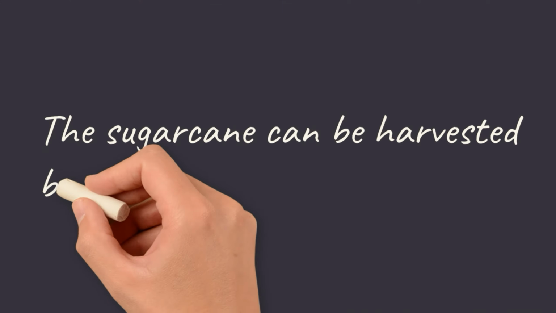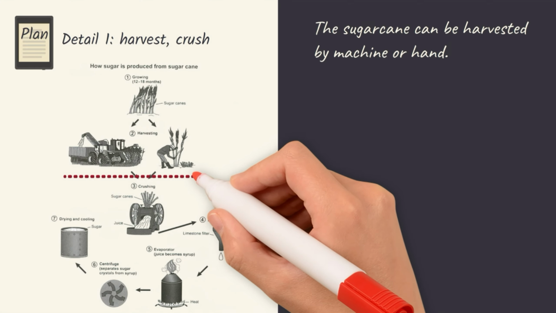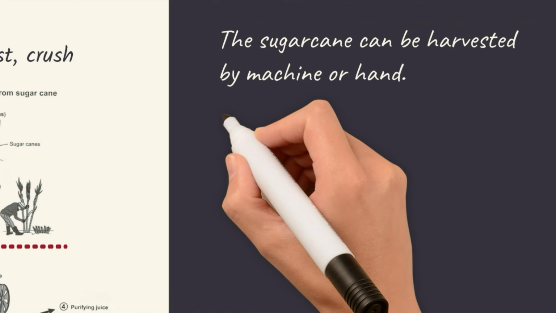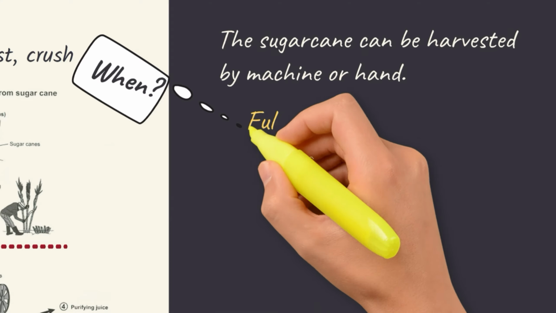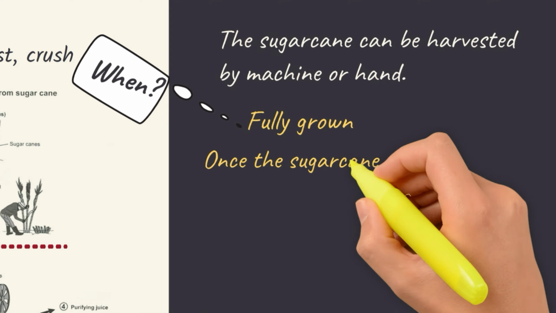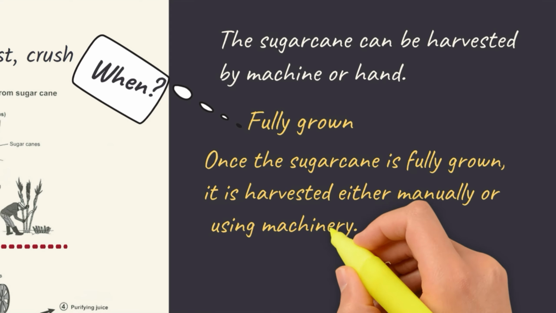The sugarcane can be harvested by machine or by hand. It's a simple description of the second step, resulting in a short sentence. Now, ask yourself, when can the sugarcane be harvested? When it's fully grown. Adding this answer to the sentence results in: once the sugarcane is fully grown, it is harvested either manually or using machinery.